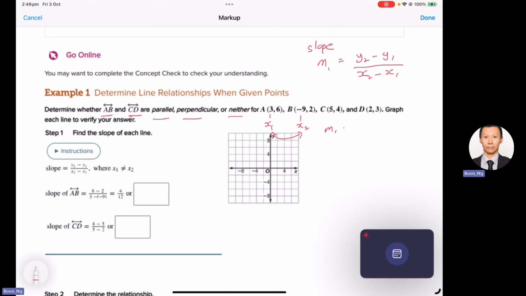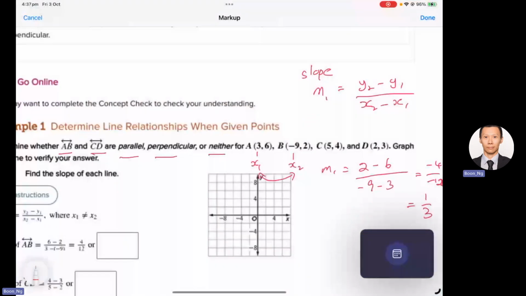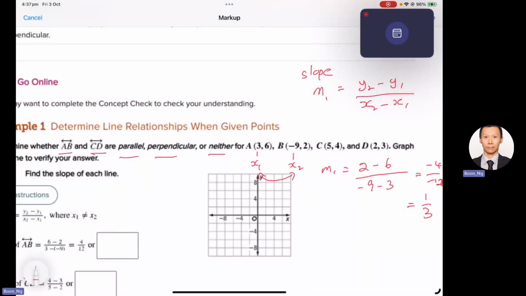So m1 equals, in this case, x1 is 2 minus 6, x2 is -9 minus 3. That's -4 over -12. We simplify it, and we get 1/3. Right, let's continue.